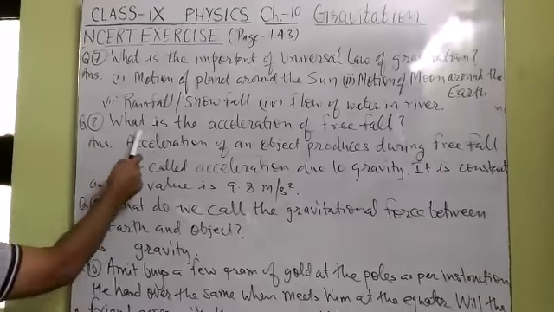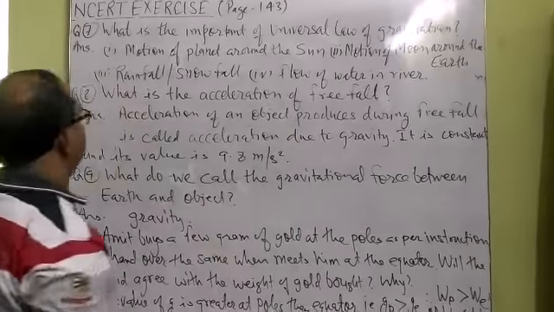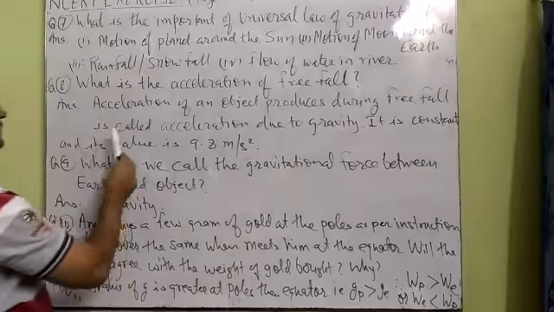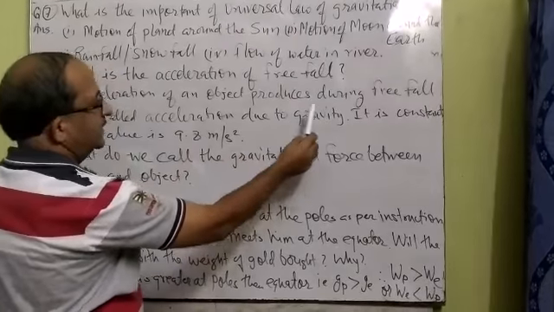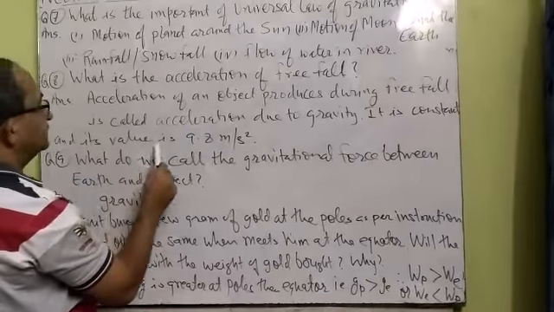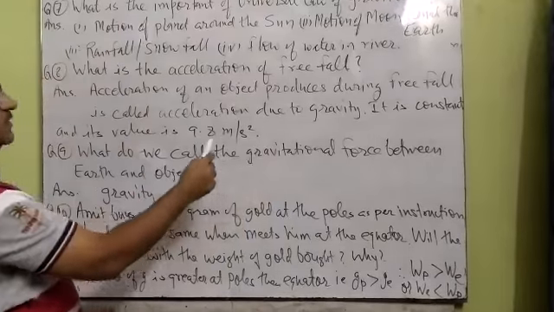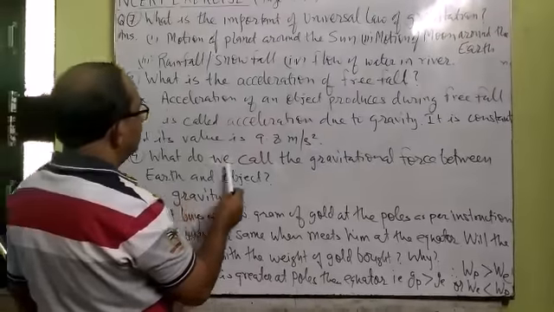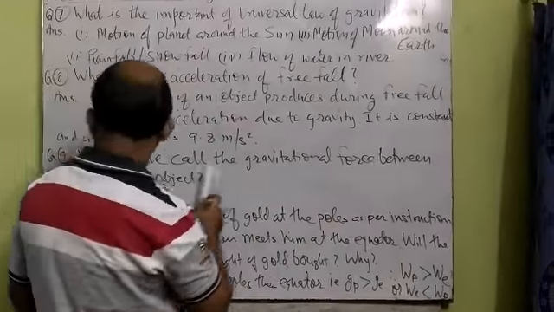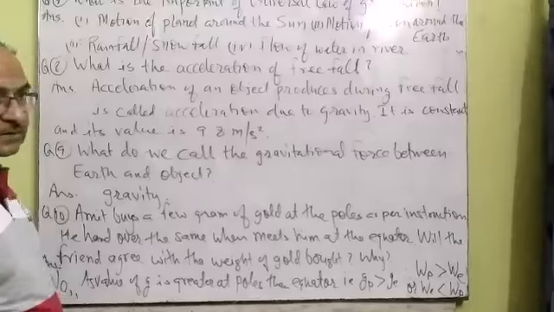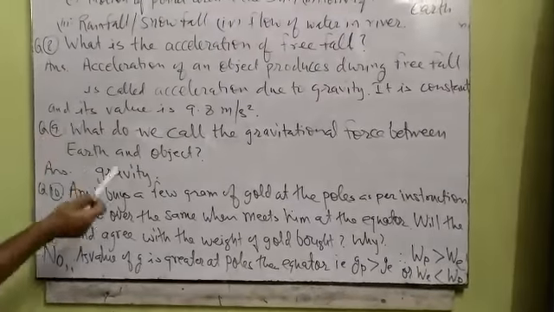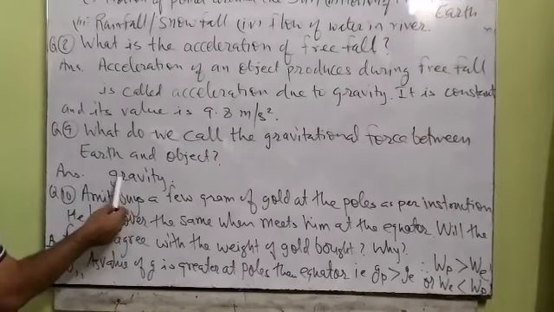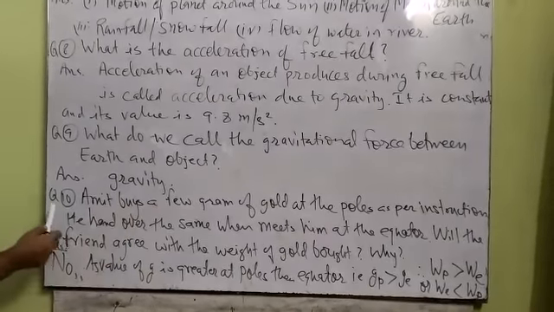Question number 8. What is the acceleration of free fall? The constant acceleration of an object produced during free fall is called acceleration due to gravity. It is a constant in nature and its value is 9.8 meter per second square on the surface of earth or near the earth's surface. Question number 9. What do we call the gravitational force between earth and the object? The gravitational force between any object and the earth is called the force of gravitation by the earth, or simply we can call it gravity.